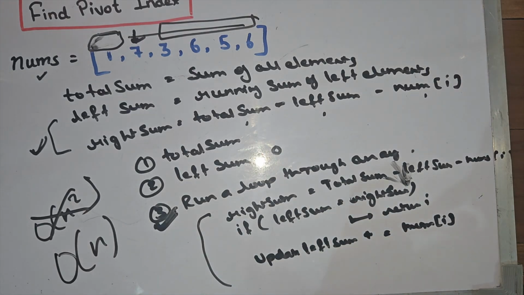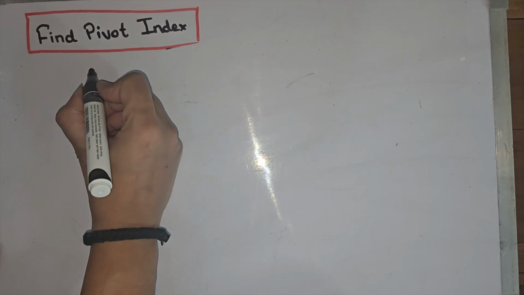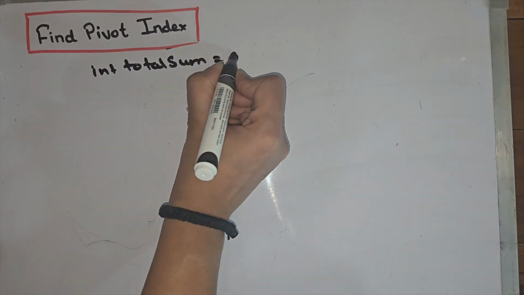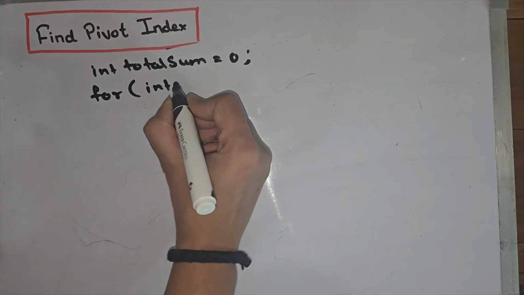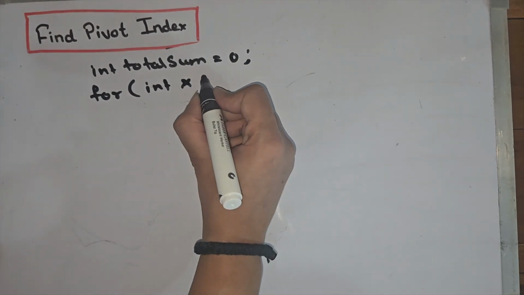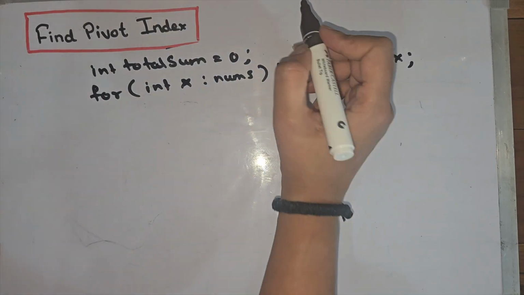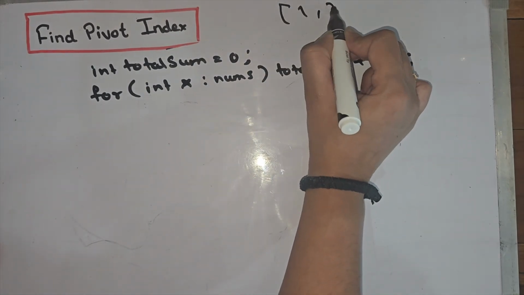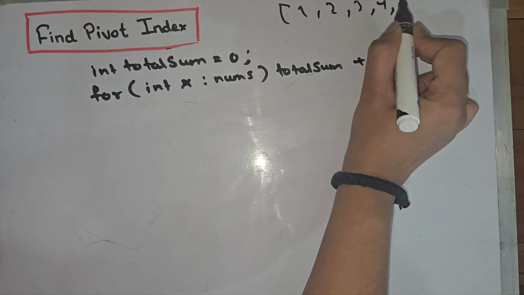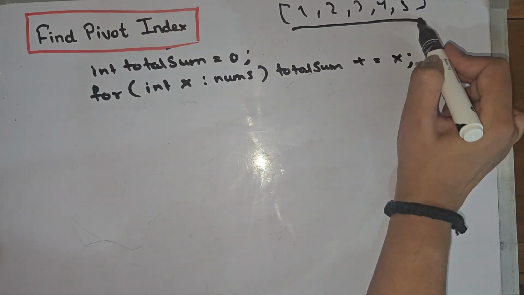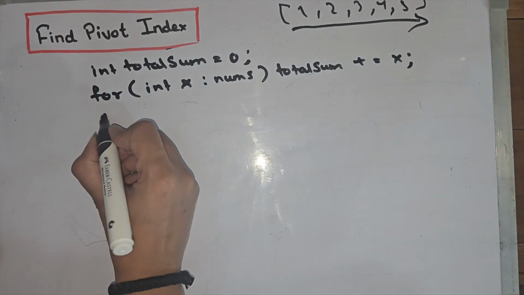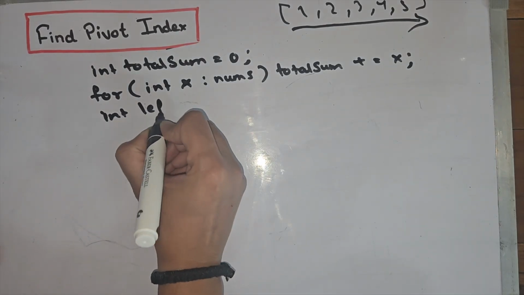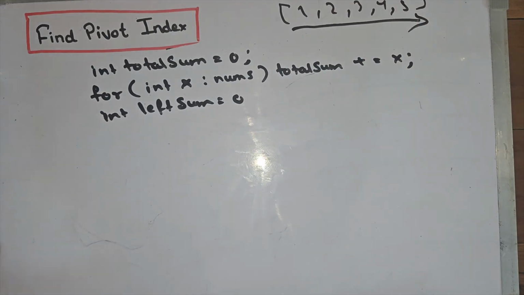So let's code this. We will have a total sum which is equal to 0 initially. We will run a loop for calculating this total sum. Suppose the array is 1, 2, 3, 4, 5. So this will have the sum of all the elements. After this, we need left sum. Initially, we keep left sum as 0.